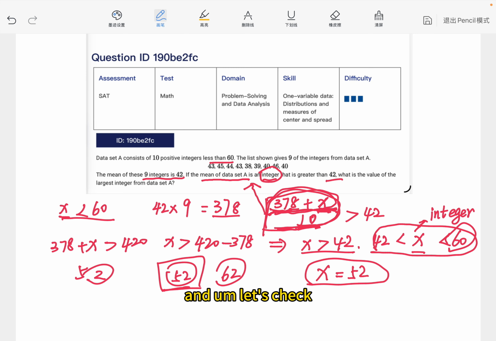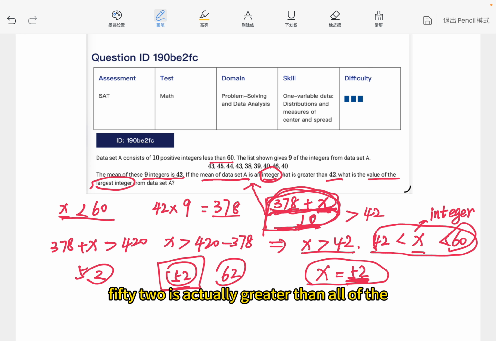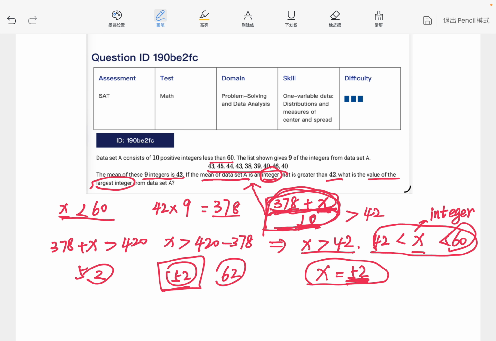And let's check. So we want to find the value of the largest integer, and yes, 52 is actually greater than all the 9 integers here. So our answer is 52.